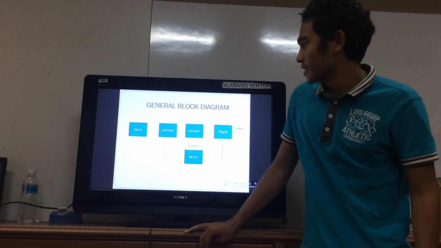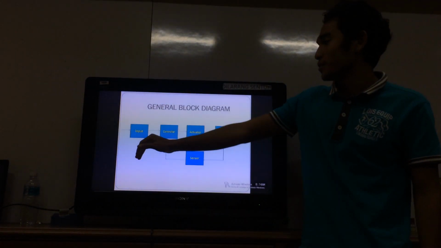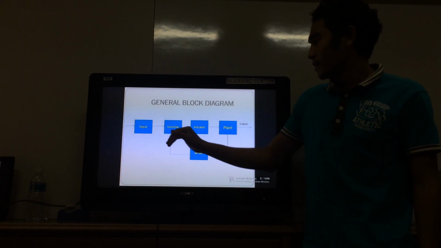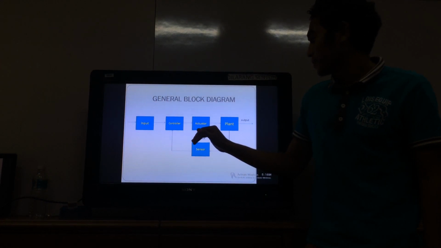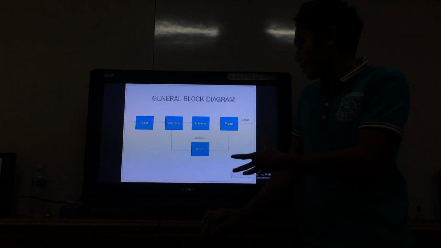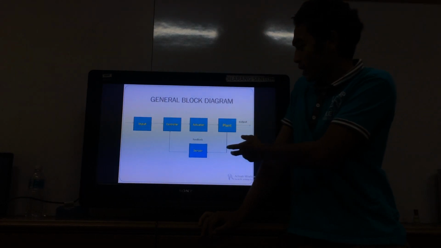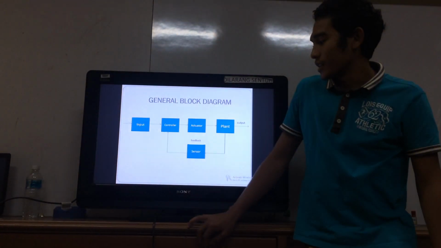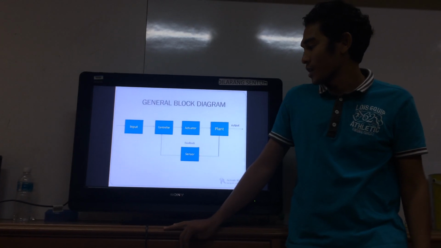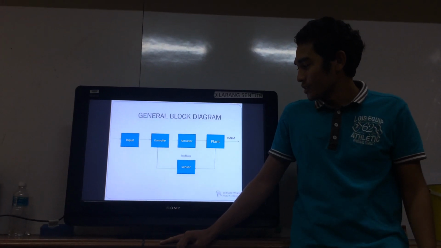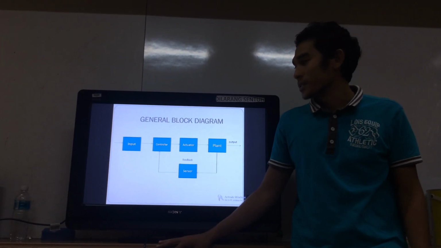Okay, this is the general block diagram. You can see the input, the controller, and then the actuator. After the actuator works, it goes to the plant, and the sensor will detect the wrong system and give the feedback to the controller.